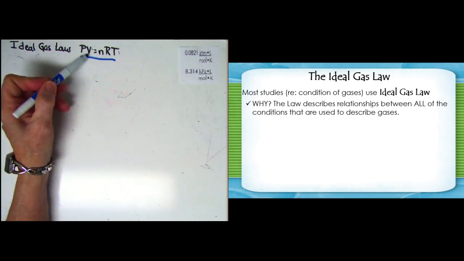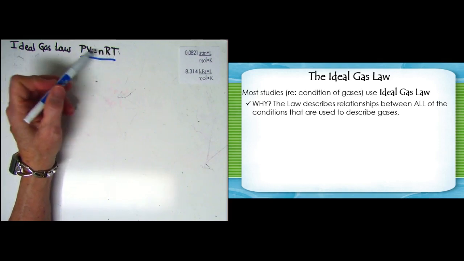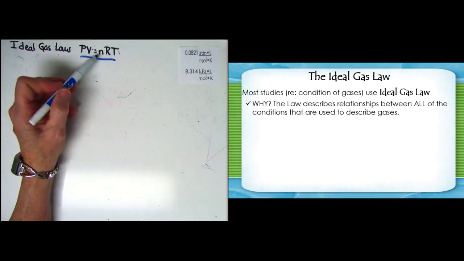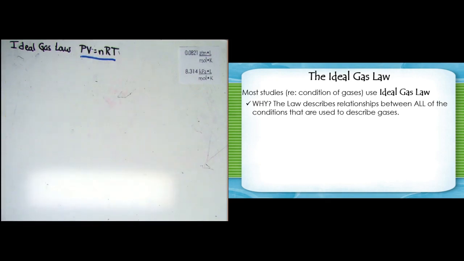Pressure and volume are inversely proportional. When one goes up, the other goes down. Pressure and temperature: when one goes up, the other goes up. When volume goes up, temperature goes up, or vice versa. When moles go up, volume goes up. So all of the laws are found within this ideal gas law, which makes it so wonderful to use as a foundation for every gas law problem you ever work.